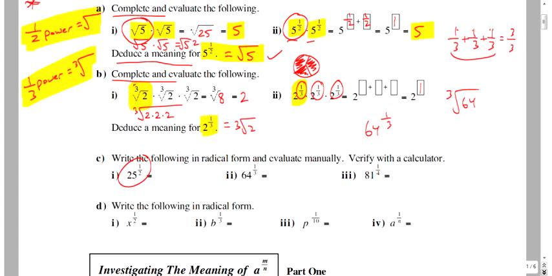What is 25 to the 1/2 power? 1/2 power is the same as what? It's the same as the square root of 25, which is 5. Did I just do this one? Yes, I did. That's the same as the cubed root of 64. Okay?